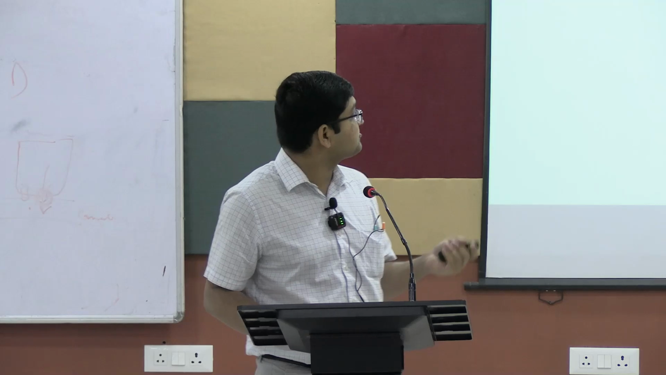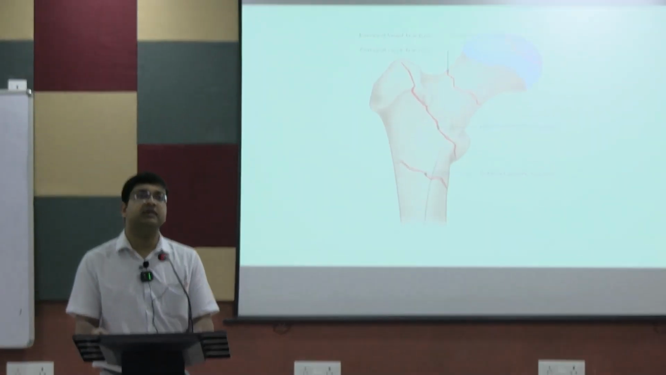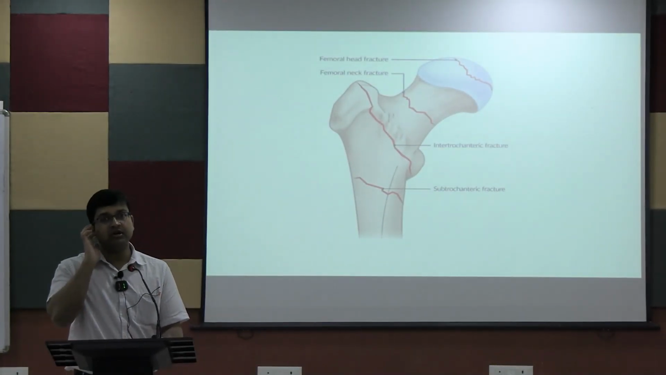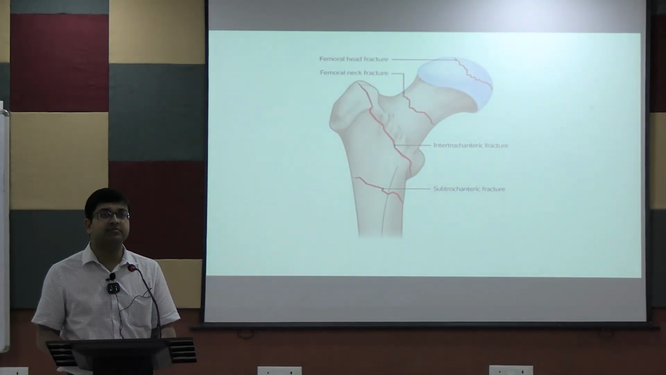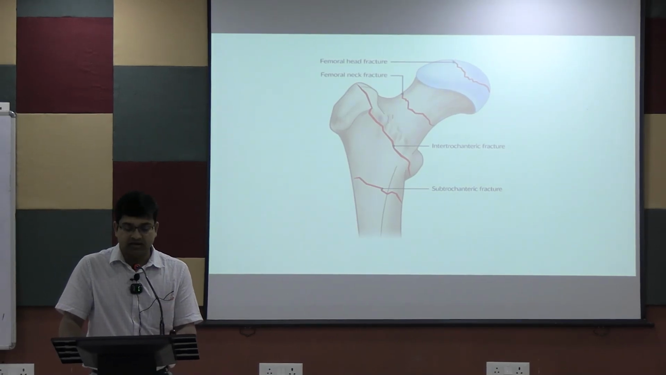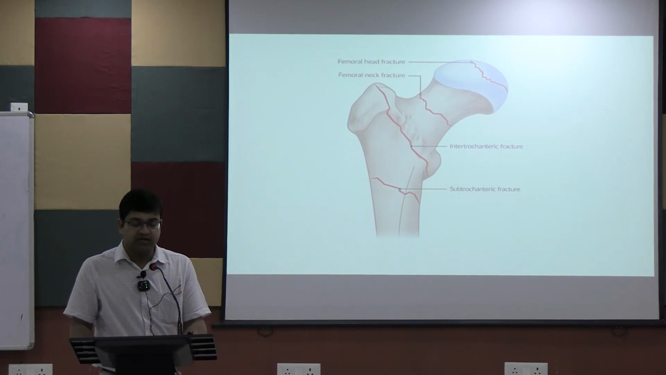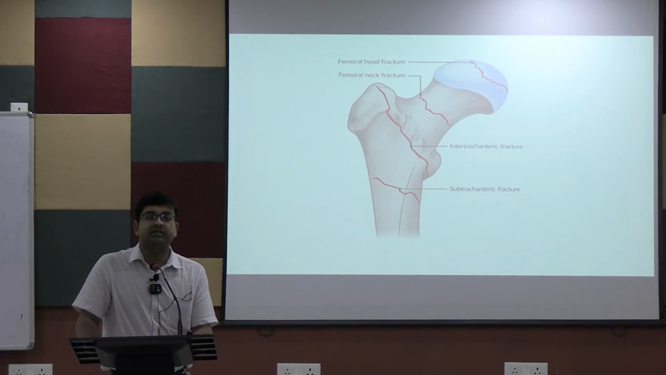So what is the femoral head fracture? Femoral head fracture is usually a rare fracture. It is a less common fracture, and it occurs mainly in dislocation of the hip joint. Hip joint dislocation is usually associated with femoral head fracture. Next is femoral neck fracture. Femoral neck fracture is the fracture through the neck of the femur.